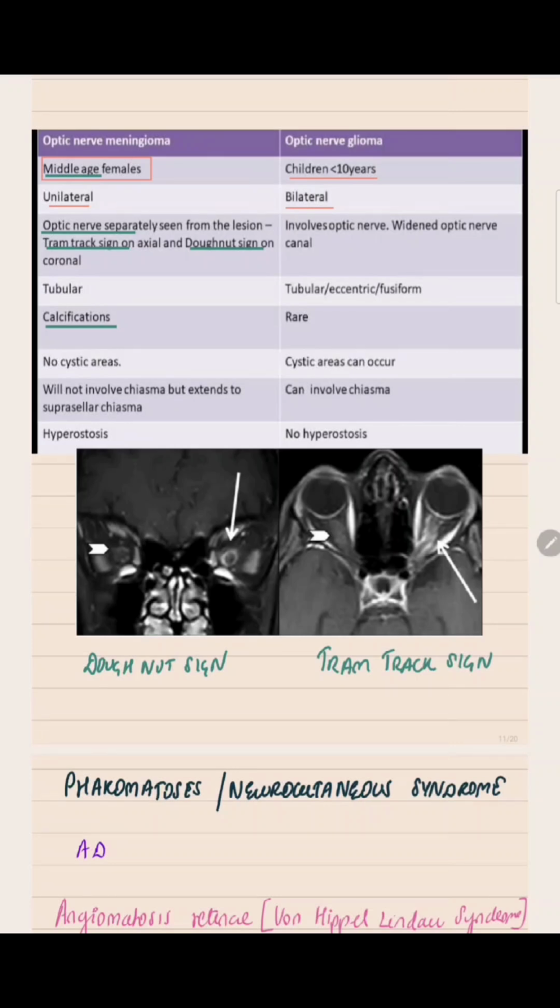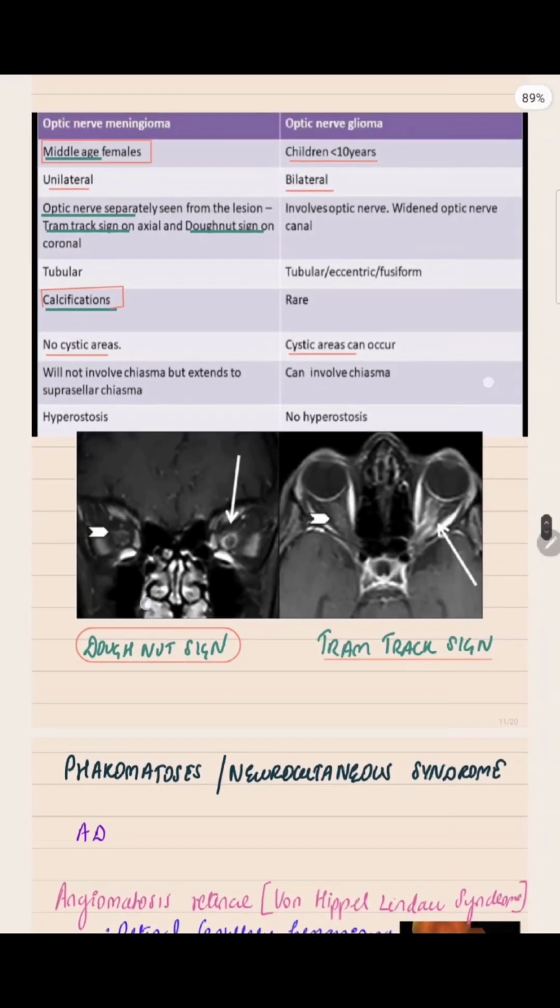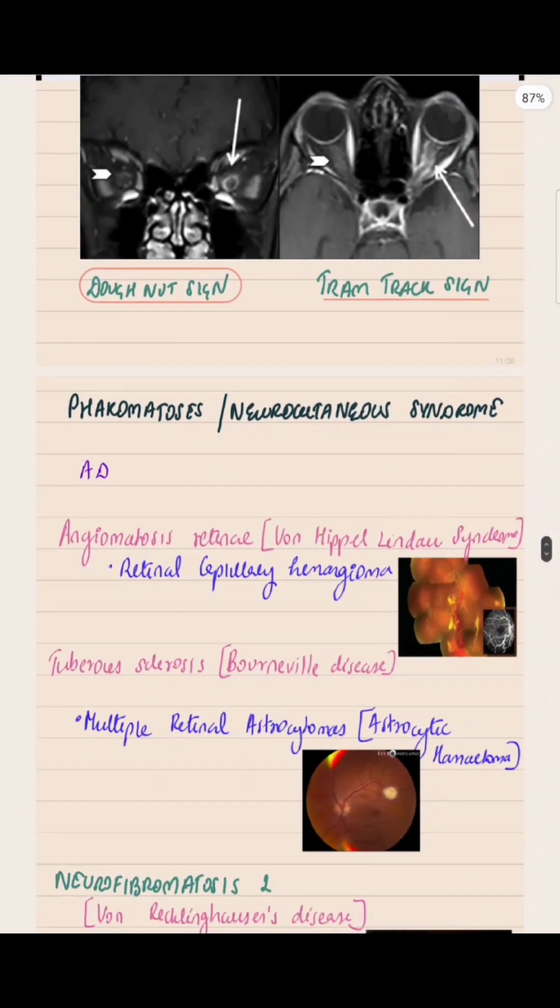In axial we can see this tram track appearance. This is the optic nerve, and then the enhancement of the tumor can be seen, known as the tram track sign, and in coronal section we can see the donut sign. This is characteristic of optic nerve meningioma. And also there will be calcification, and there are no cystic areas. In optic nerve glioma, cystic areas can be there. This is the basic difference between optic nerve meningioma and glioma.